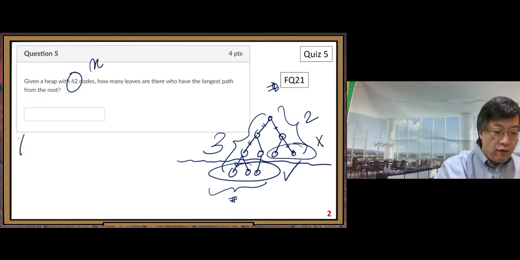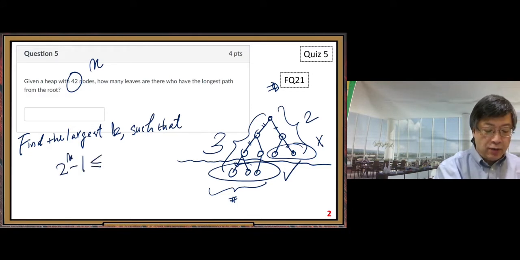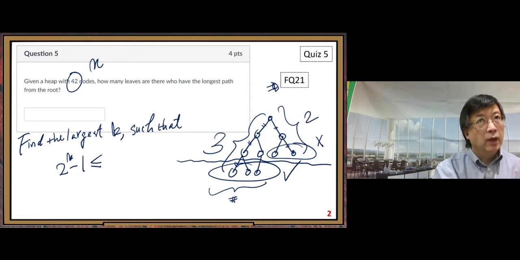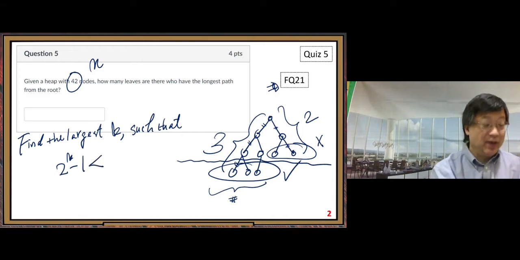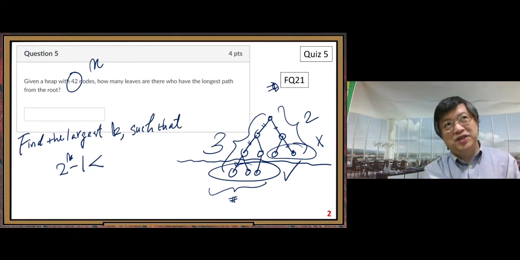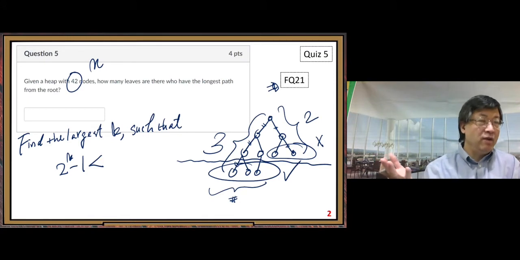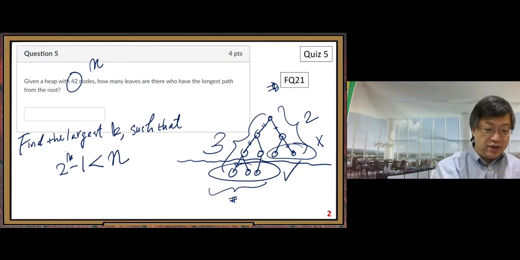Here we do this. First, find the largest k such that 2 to the k minus 1 is less than n. Because if it is equal, then when we take the difference, that's 0 and nothing is there. So let's find less than, then when we take the difference, we always have a positive number. That's the first step.